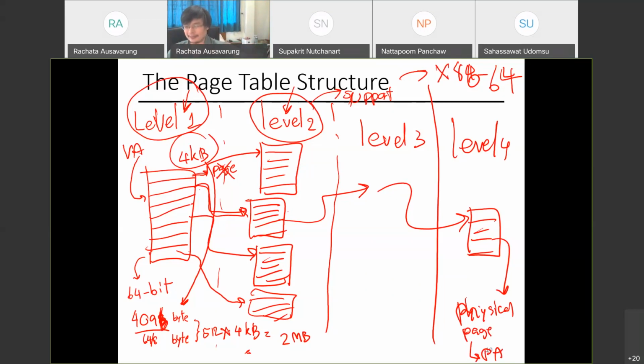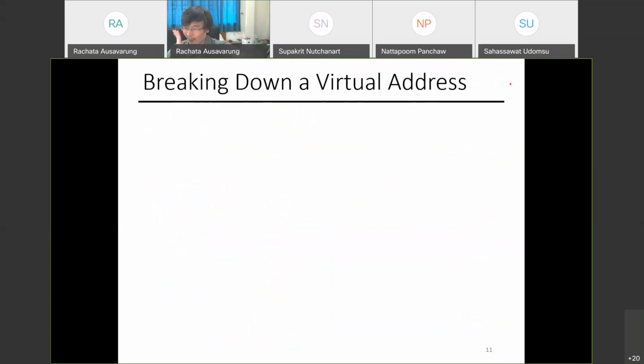So let's break down what all this means. You have a virtual address. What does each of the bits in the address represent? Because as I said earlier, think of an address as telling someone how they can find you. In our everyday life, if you have an address, someone can find where I am. They can find my home.